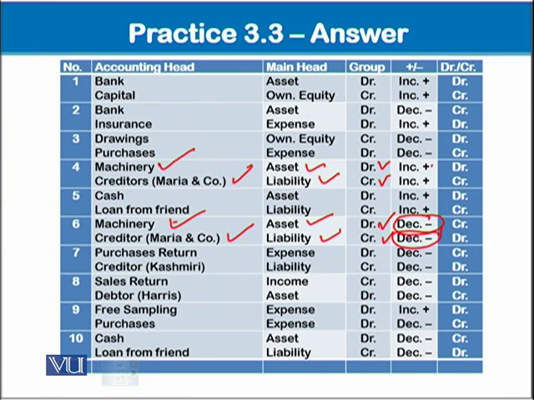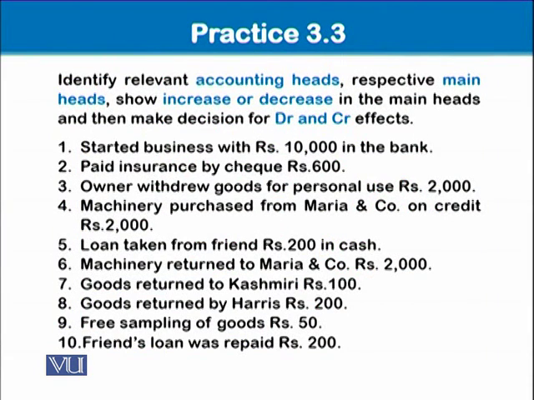Understood? Here both were increasing. When we purchased machinery, it was increased, and liability was also increased. But now we are returning machine and liability. Both are decreasing. So whenever there is decrease in debit group, we have to credit. Whenever there is decrease in credit group, we have to debit. That's great. Good learning. Well, so next is goods returned to Kashmiri rupees 100.